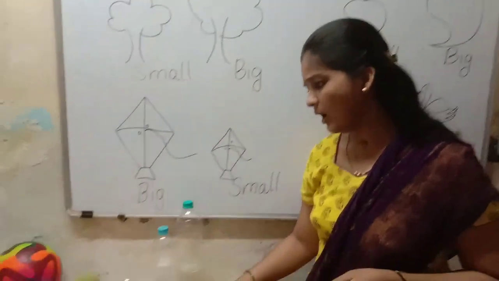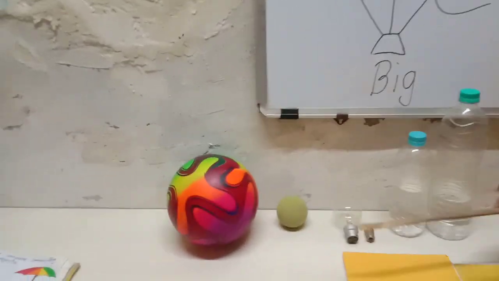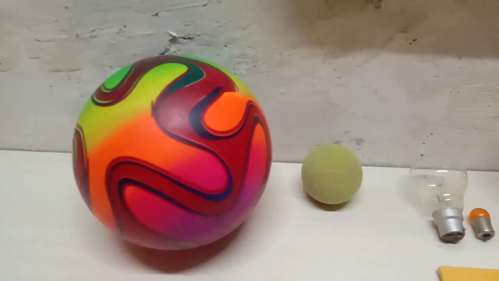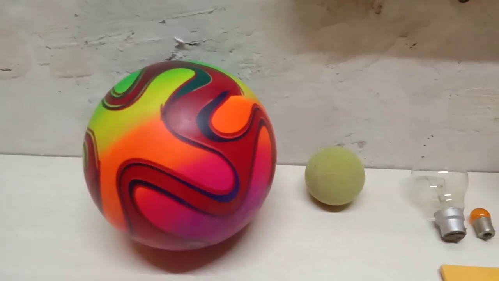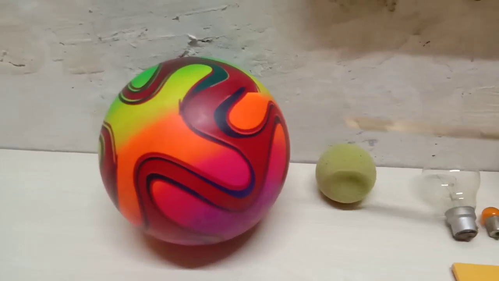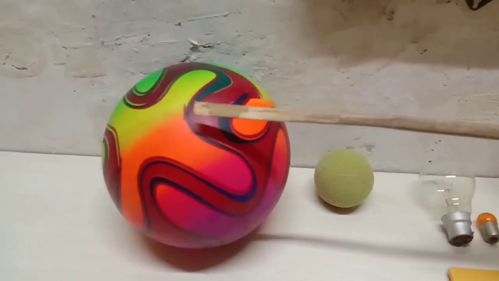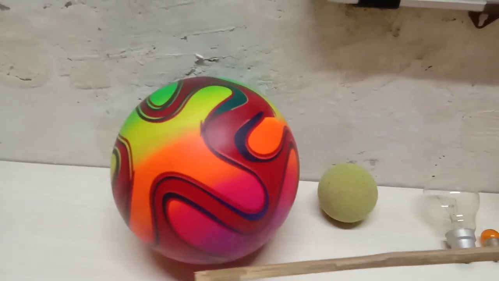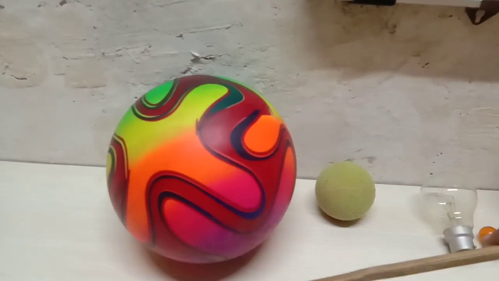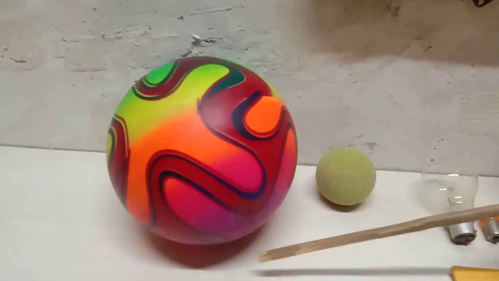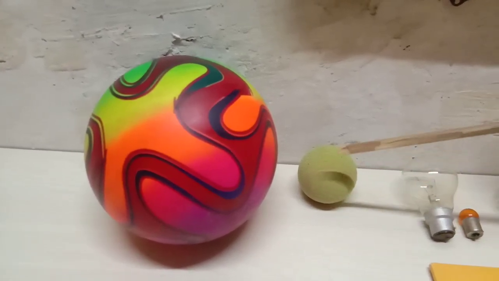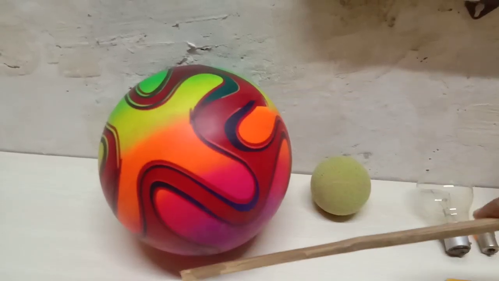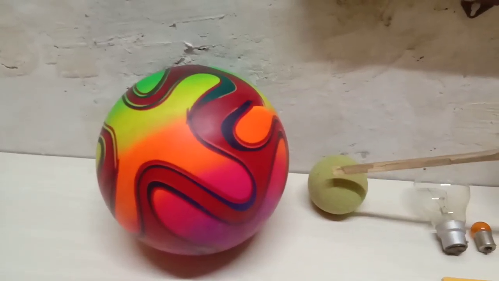Now here there are some objects I have kept for you. One by one I will tell you which object is small and which object is big. Now these are balls. This is the colorful ball and this is the greenish yellow ball. Now children, look at this ball. You see the size of this ball is big. And the size of this ball is small. So we can tell that this ball is big and this ball is small.